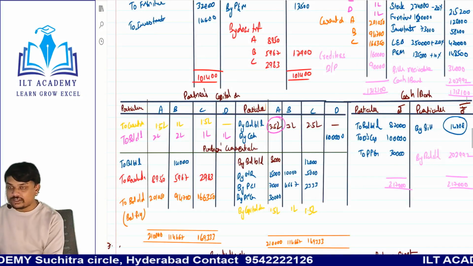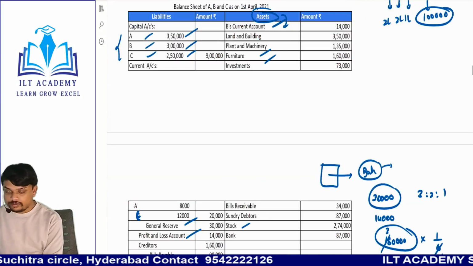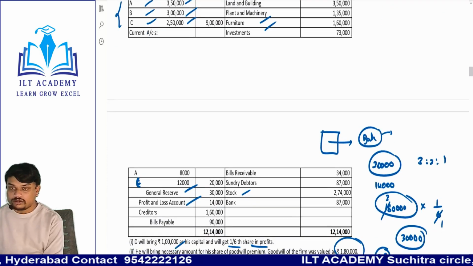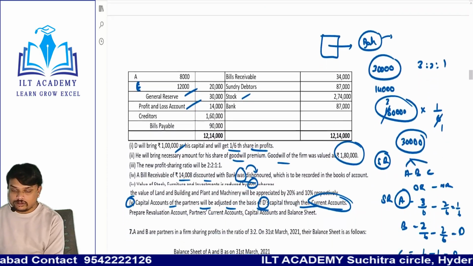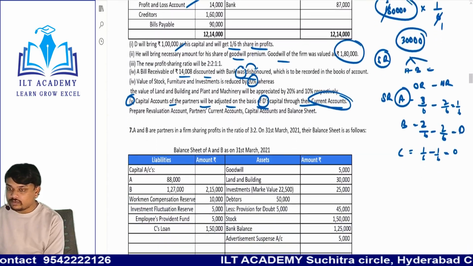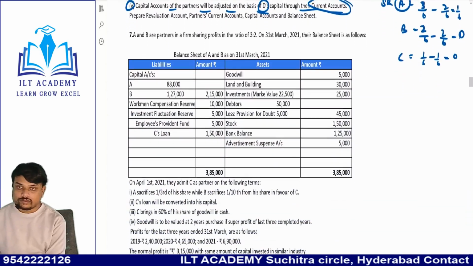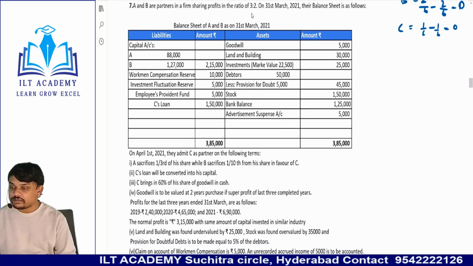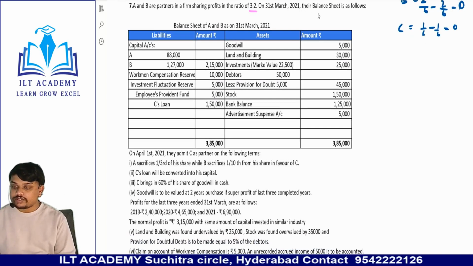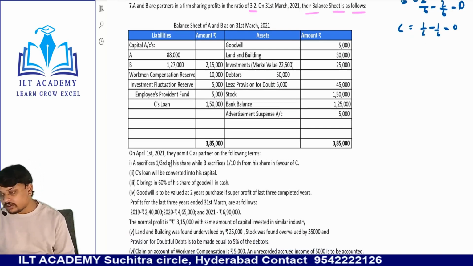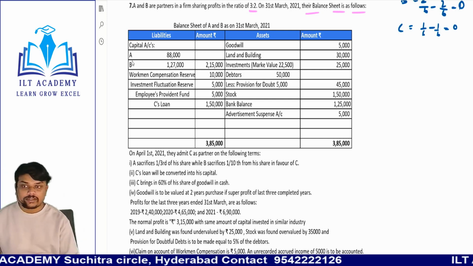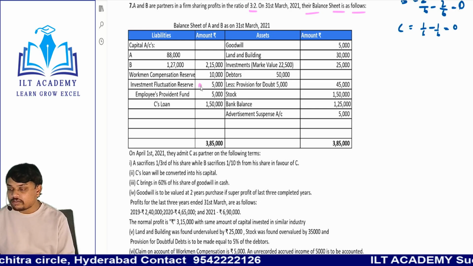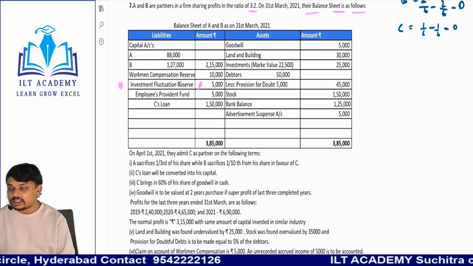Now let us move to the seventh question. A, B, R partners in a firm sharing the ratio 3:2. On 31st March 2021 the balance sheet was as follows. So and so details are given. Let us do the sum as usual. Now इस क्वेश्चन में एक इंपॉर्टेंट थिंग क्या है बोले तो इन्वेस्टमेंट फ्लक्चुएशन रिजर्व रहता.